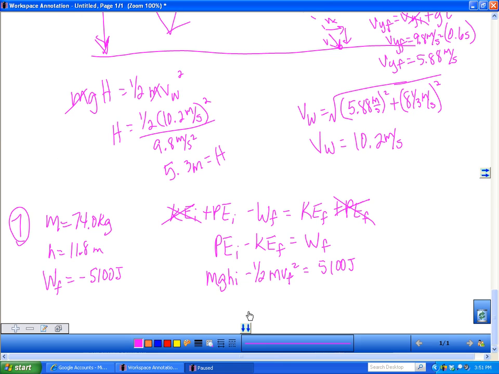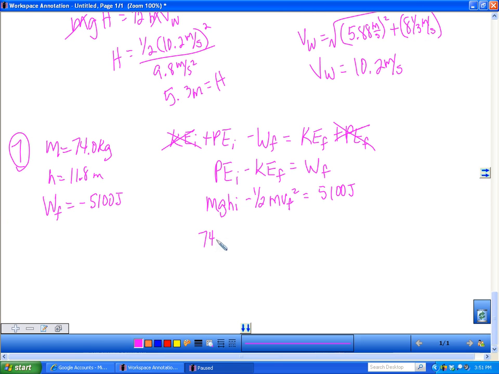Okay? So I have 74 kilograms, 9.8, 11.8 meters tall, minus 1/2 74 kilograms, Vf squared, has to equal the 5,100 joules of energy eaten up by friction. So I do all my algebra and I solve for Vf, and if I do my algebra correctly, I got 9.67 meters per second.